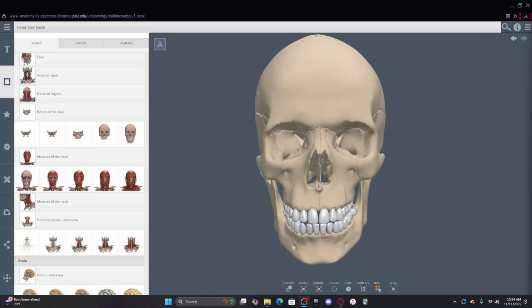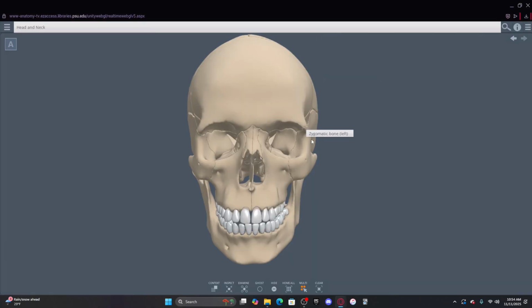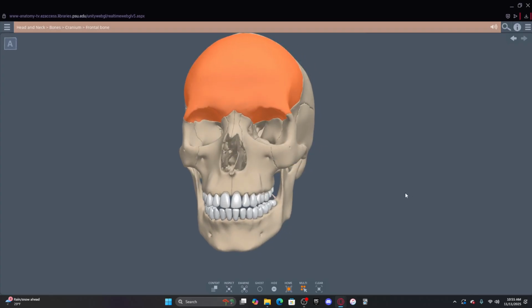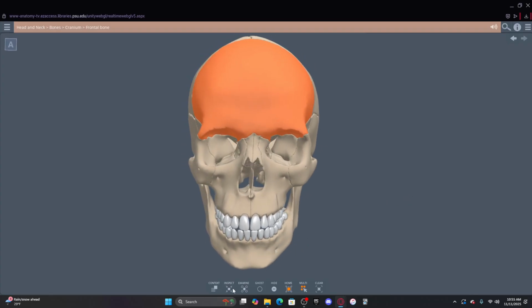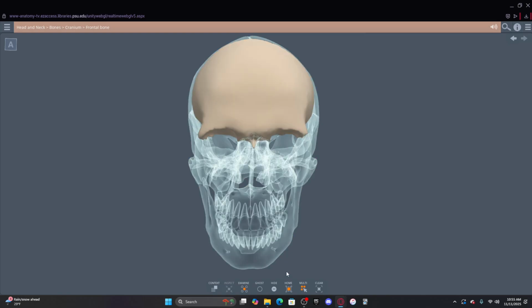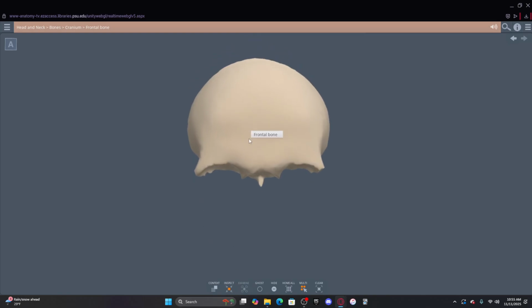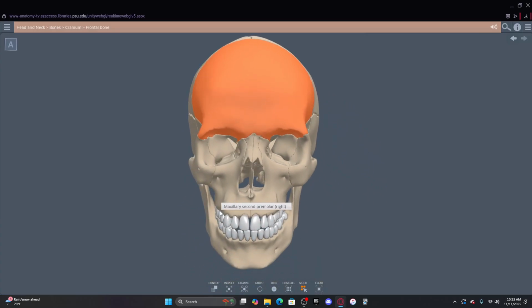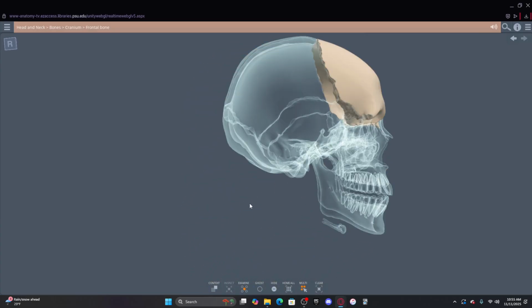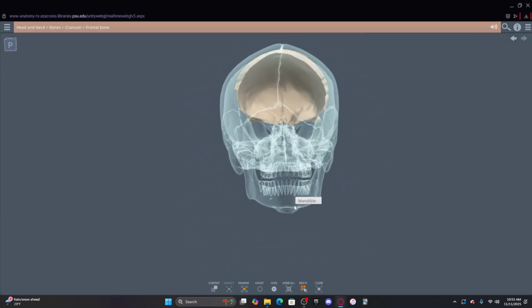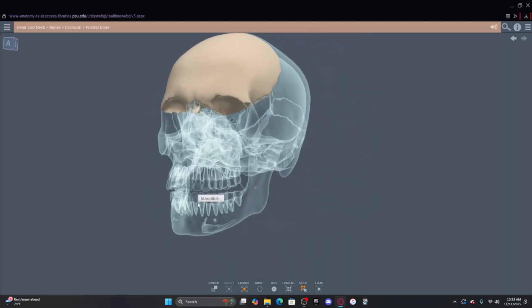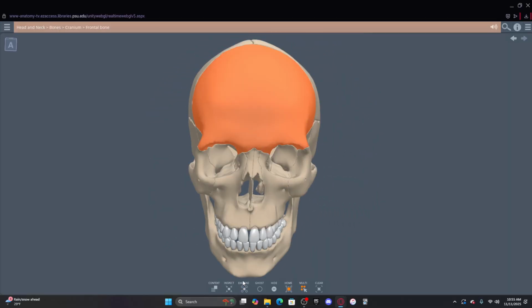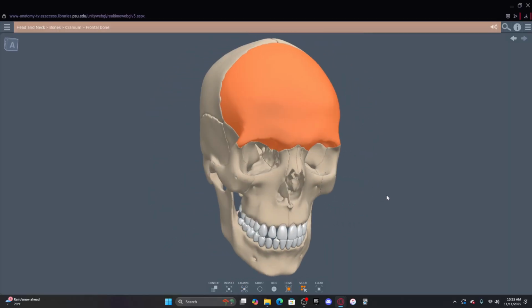So, in saying that, we're going to start off with the bones of the skull. The first bone of the skull is the frontal bone, right? Frontal bone is going to be right on top of the frontal lobe of the brain. We'll go over that later on. If I examine, this is my frontal bone. Frontal.